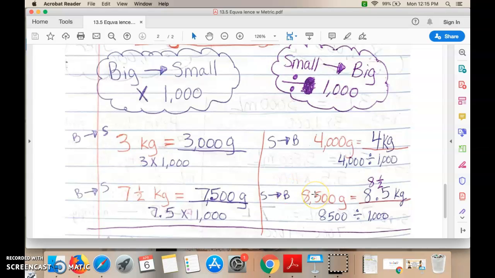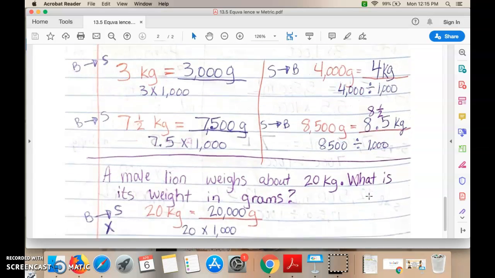And if I have 8,500 grams and I want to know how many kilograms that is, again, I'm going from smaller to a bigger unit of measurement. So I'm taking 8,500 and dividing that by 1,000. So 8,500 grams would equal 8.5 kilograms.